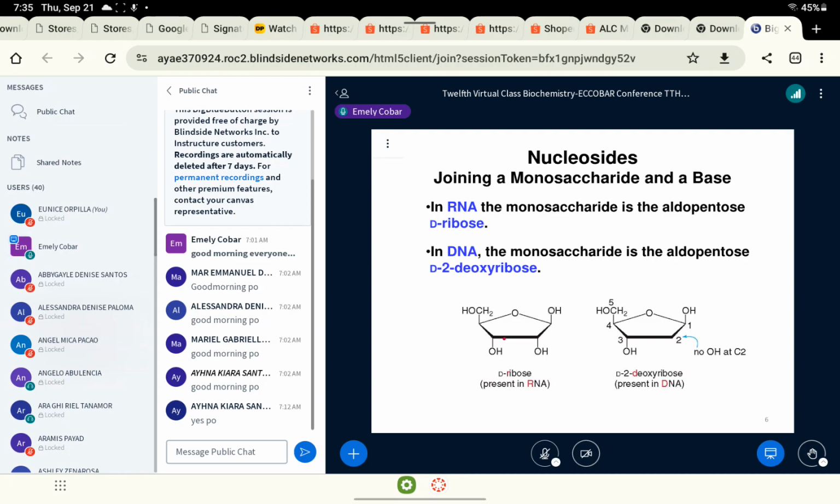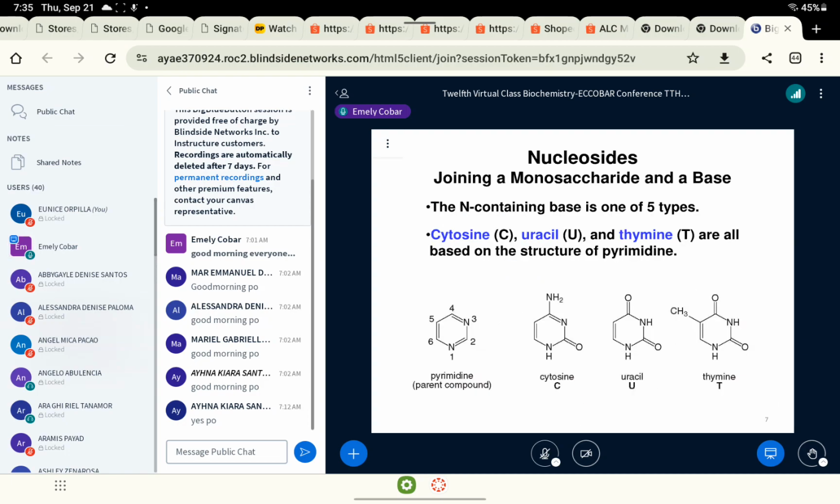Next, what is the difference between these two sugars? In D-ribose, this is carbon 1, carbon 2, and you have an OH group, a hydroxyl group, attached on carbon 2. In 2-deoxyribose, there is no OH group. There are two hydrogens on carbon number 2, hence 2-deoxyribose. So in terms of the sugar component, that is the difference between DNA and RNA.